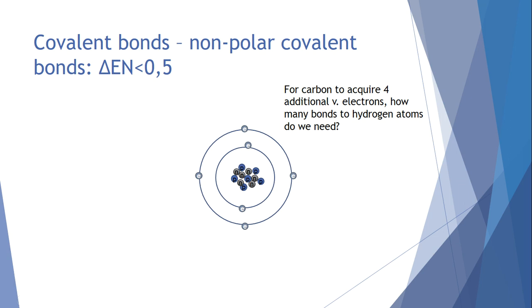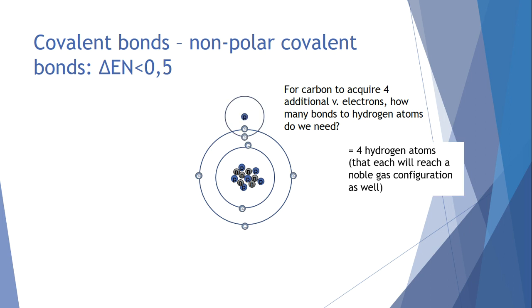What would we get? So for carbon to acquire 4 additional valence electrons, that's how we reach 8, right? It needs to share electrons, and how many? Well, it needs 4 additional ones. So we're going to need 4 hydrogen atoms like this, because each hydrogen atom has 1 valence electron to share. So in order to fulfill the needs of carbon, we're going to have them combining like this. So we have 4 hydrogen atoms per carbon atom.